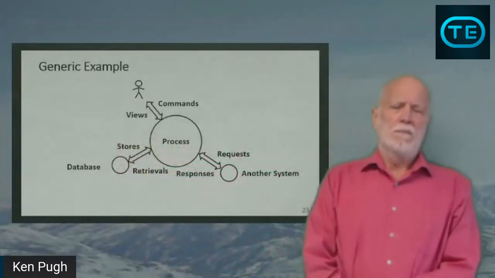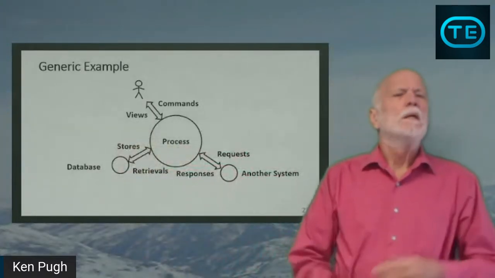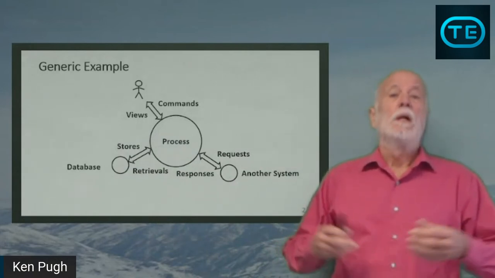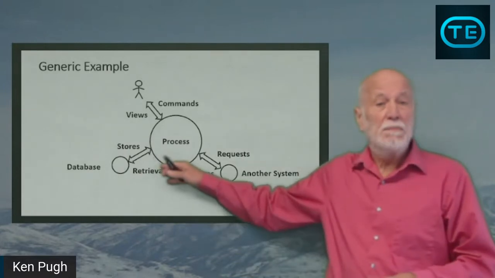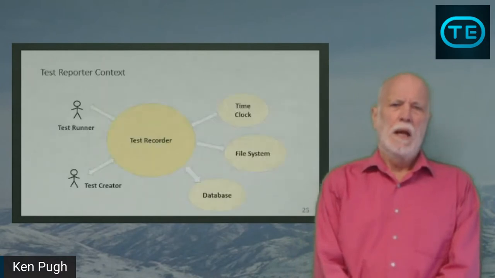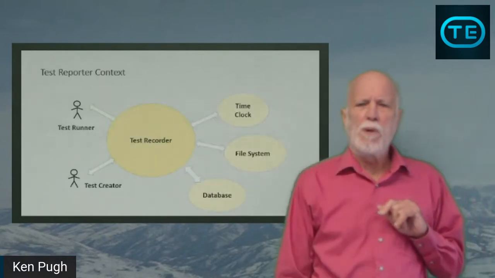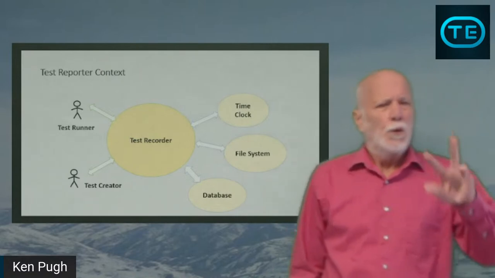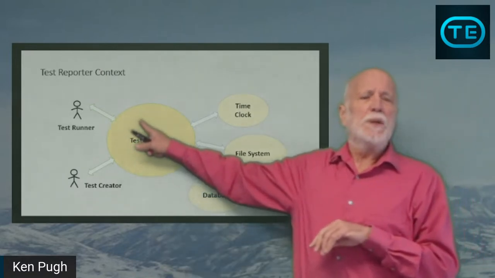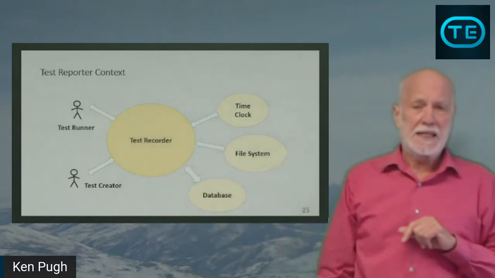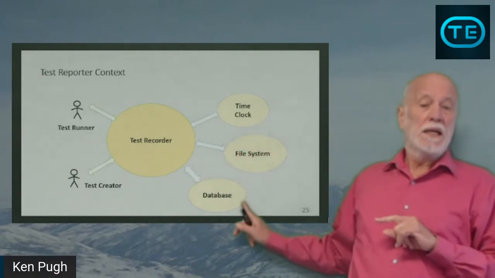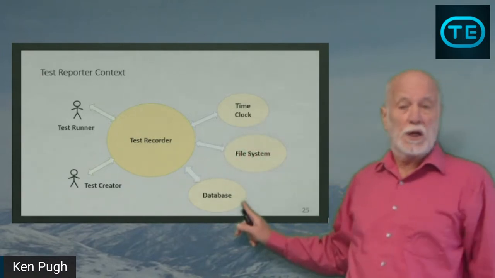Does that present the view? Now I know on a generic level how big my system is and what other systems it needs to talk to. So let's look at our test reporter context here. We have two actors: somebody who creates the test and somebody who runs or executes that test. And our test recorder system is going to talk to a database where we store all the results.